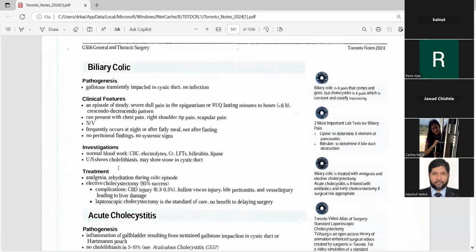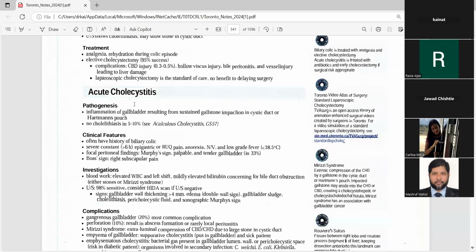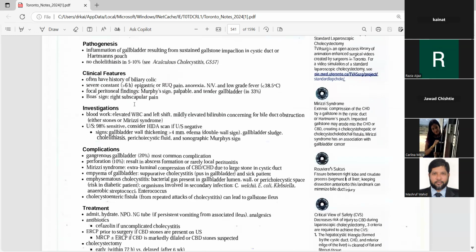Then comes the biliary colic, that's also painful, and then giving the analgesics and rehydration. Then comes the acute cholecystitis. For acute cholecystitis, we are going to check what are the investigations that you would like to do, what are the signs: the Murphy sign, palpable and tender gallbladder, severe constant epigastric pain more than 6 hours. So it can present in the emergency, it can present in family medicine both ways. Okay, so ultrasound is 98% sensitive. Consider HIDA scan if ultrasound is negative. Then signs are gallbladder wall thickening, edema, sludge, cholelithiasis, pericholecystic fluid, and then Murphy sign.